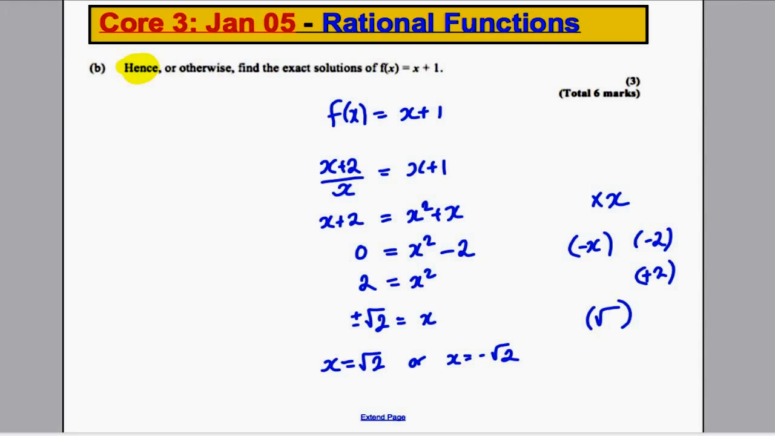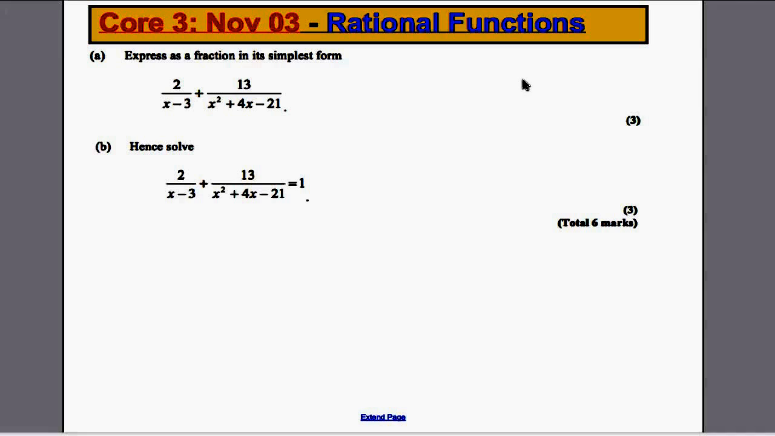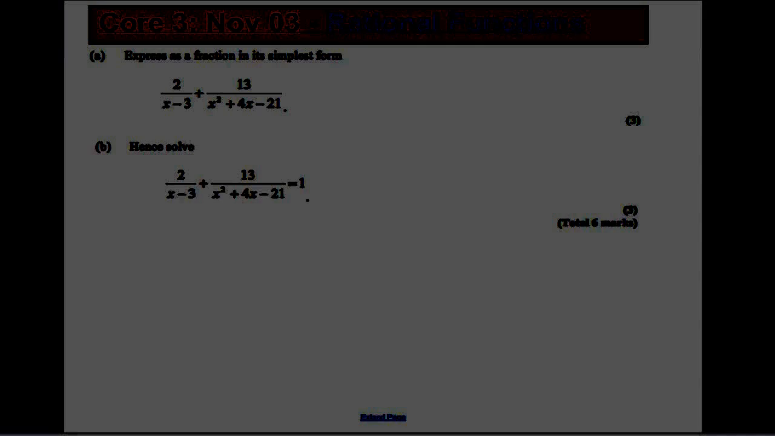Next question. Pause, have a go, mark. Right, part A, let's do part A. We're going to express this as a simplest fraction. As always, factorise where possible and see where you get to with that.